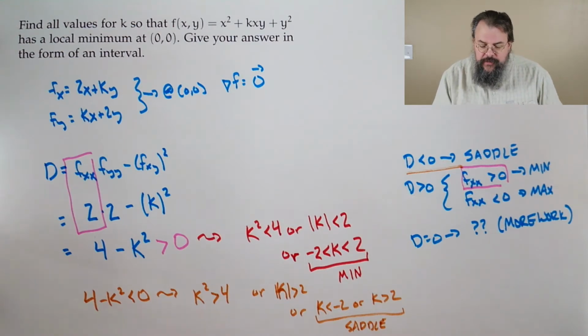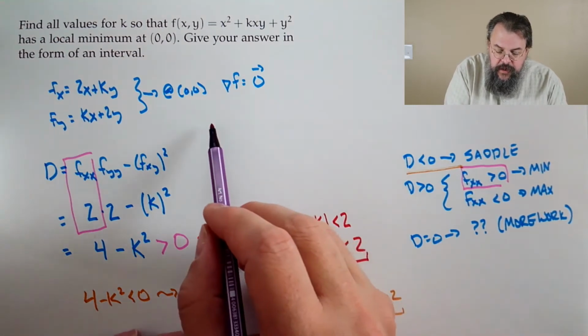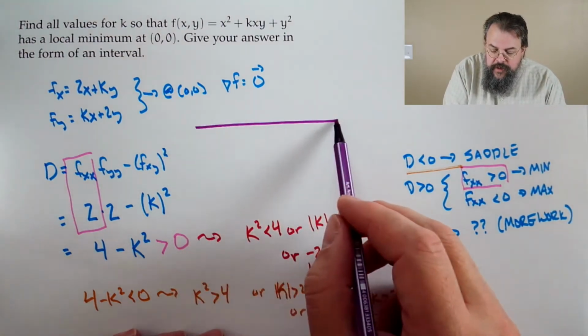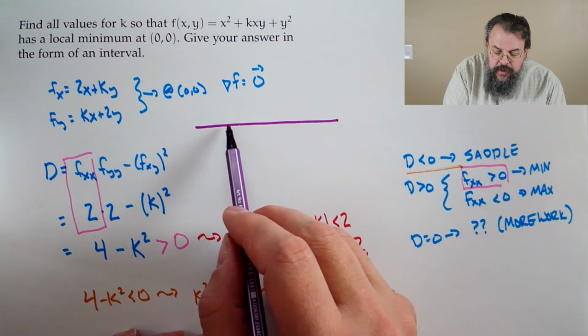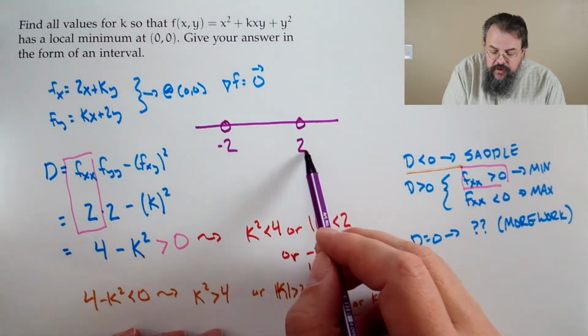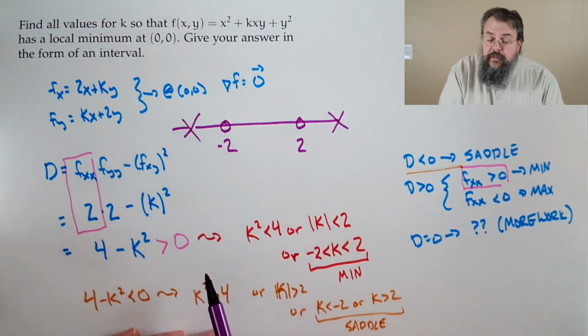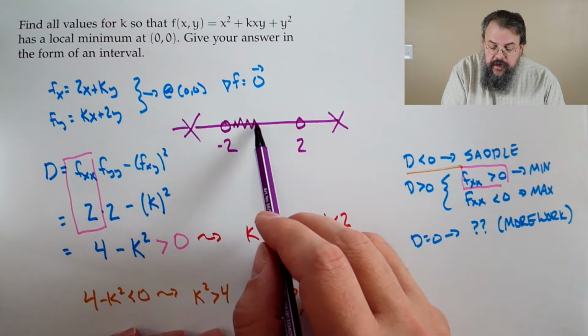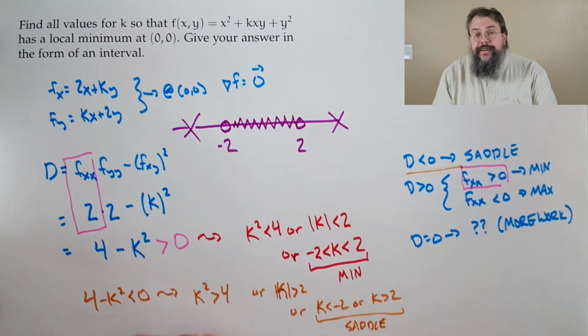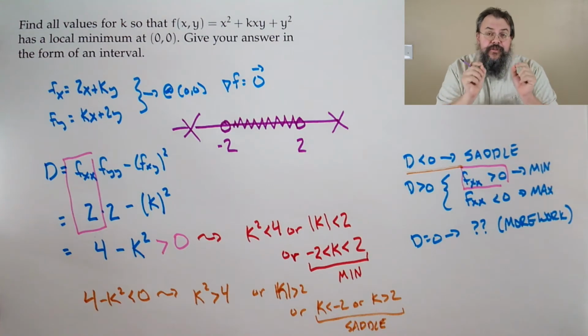So now the question becomes, well, okay, we know if we're sketching our line, we have these points, negative 2, positive 2. These points are out. Those would be saddles. The points in between are in. Those would be mins. The question is, what happens at those endpoints, at those transitions?